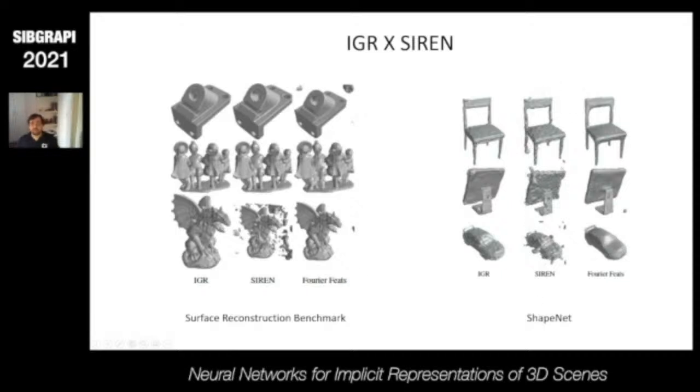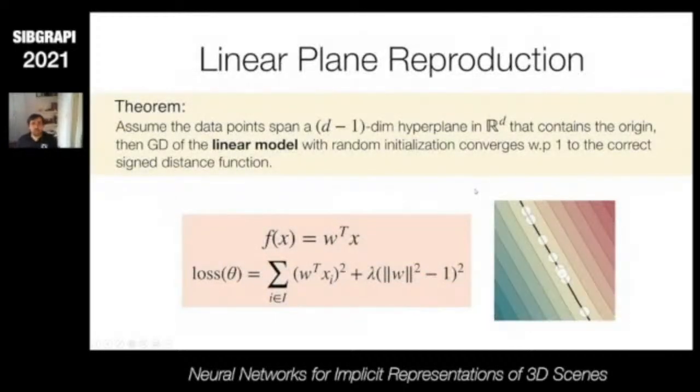So the intuition here about this behavior is considering these spherical components here. Siren does not have an SDF outside the points on the surface. The IGR performs an SDF approximation for the points out of the surface. Also, doing a theoretical analysis about the IGR, the authors show the intuition behind the property of linear plane reproduction.